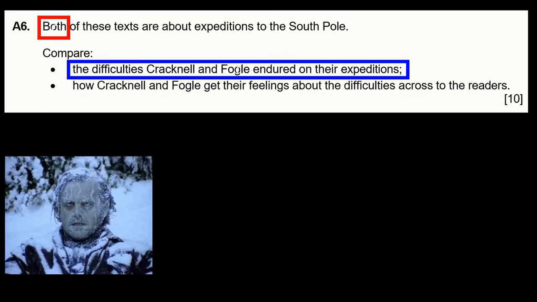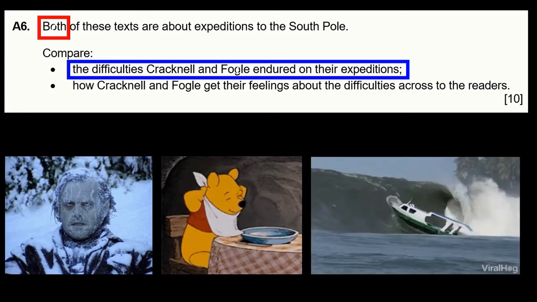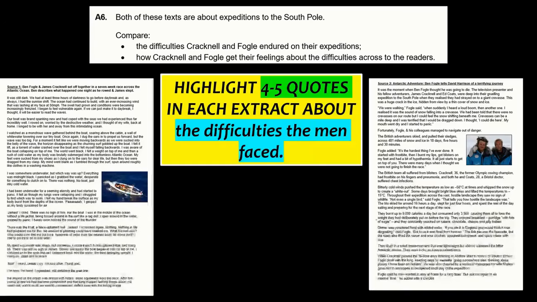So if you went through the extracts, anytime they were really cold, or were they hungry, or the boat capsized, any sort of negative things that went on, this is what the question's looking for. So this time, you're looking for 4 or 5 quotes in each extract about the difficulties the men faced, highlight them like this, and then same again, put them into a sentence.